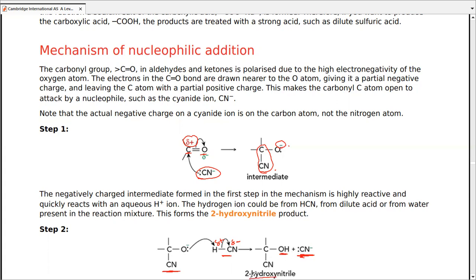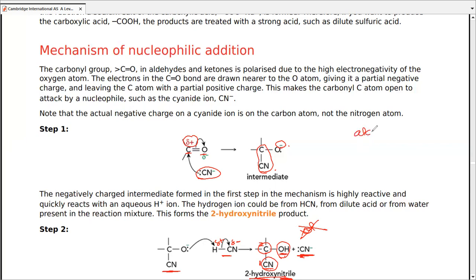So we have 2-hydroxynitrile. The CN carbon gets number 1, the original carbon gets number 2. This number 2 carbon has an alcohol group attached to it and a nitrile group attached to it. Nitrile gets the preference to have the suffix in the name, hence number 1. OH does not get the preference, so we can't use "ol." So what do we do? We use hydroxy.